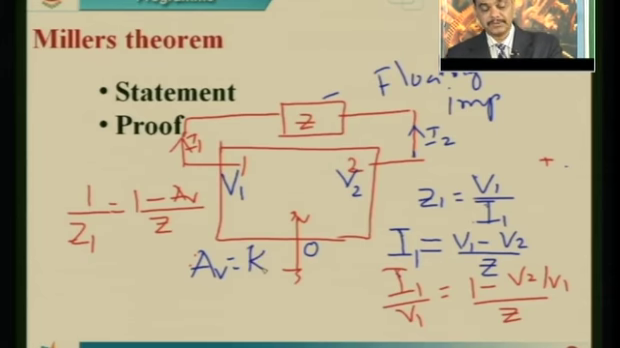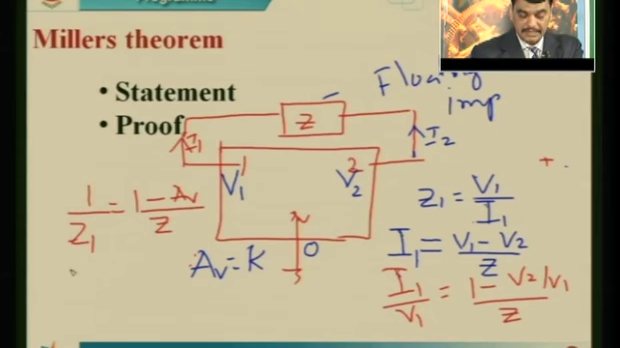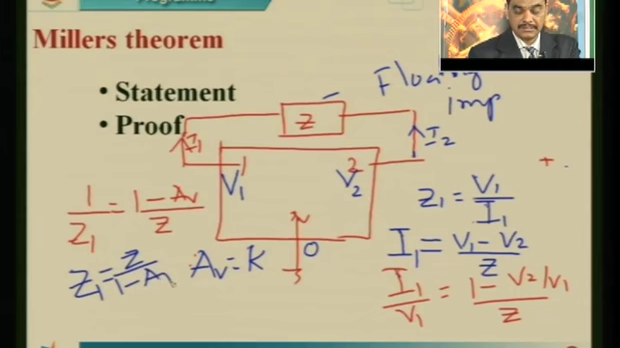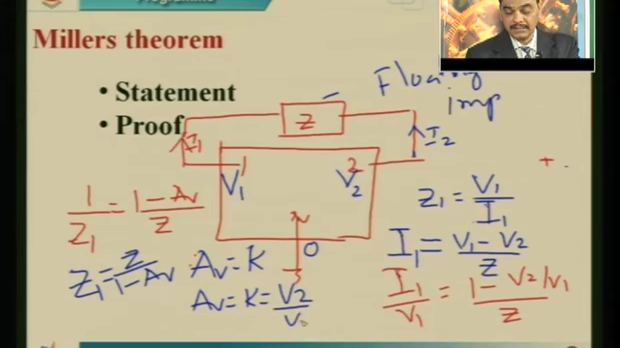From this equation, it is clear that the input impedance Z1 is equal to Z divided by (1 minus AV), where AV is equal to K is equal to V2 by V1. Here V2 is the voltage at node 2, the output node, and V1 is the voltage at the input node. This ratio, output voltage by input voltage, is nothing but the voltage gain.